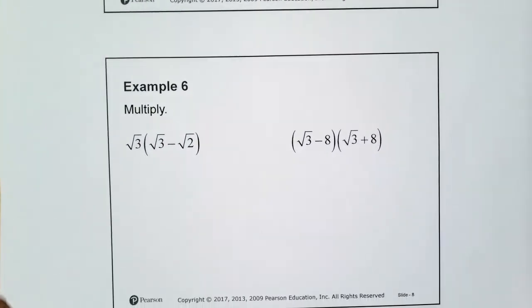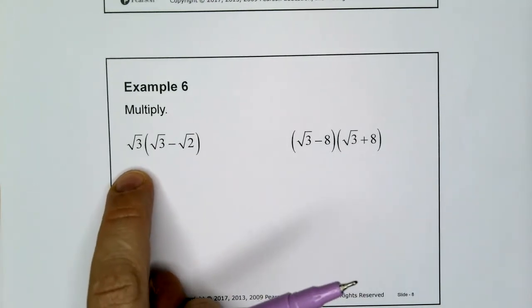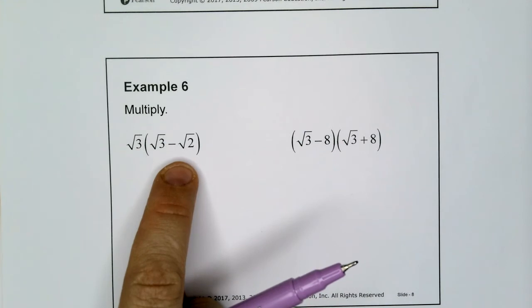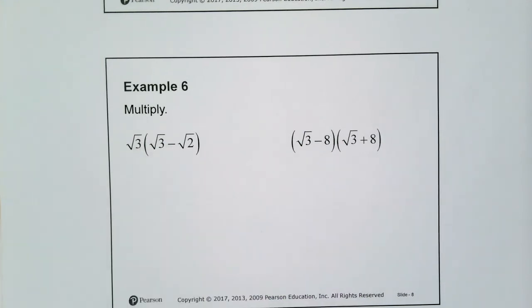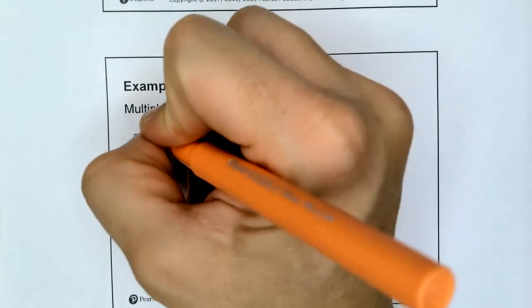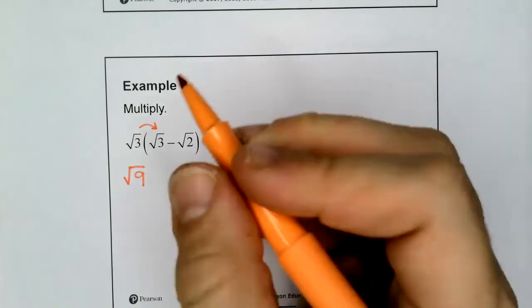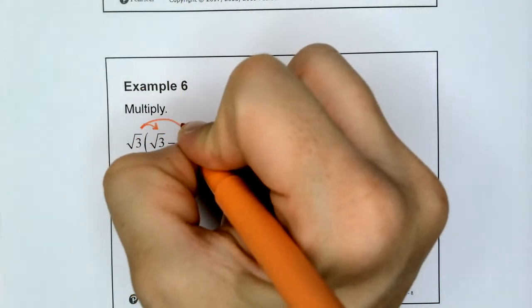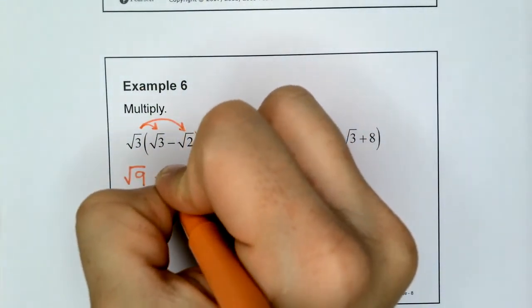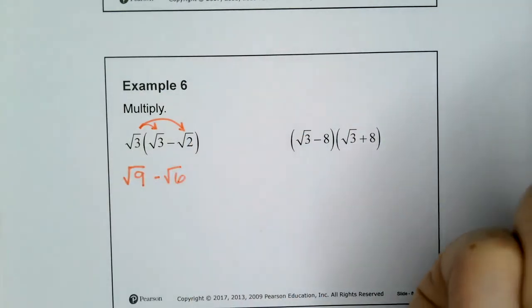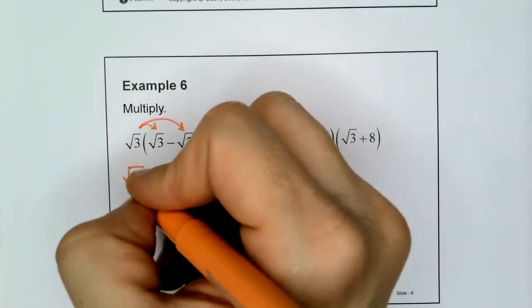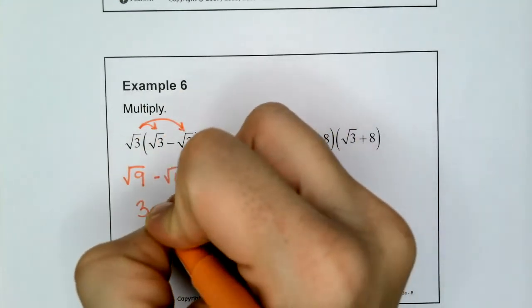Okay, here is where they want us to distribute. To multiply radicals, multiply together what is under the radical and multiply together what is outside the radical separately. And we're just going to distribute the √3 to the binomial. So √3 times √3, those are both under the radical, so I say that's √9. √3 times negative √2 is negative √6. And now √9, I can simplify to 3.